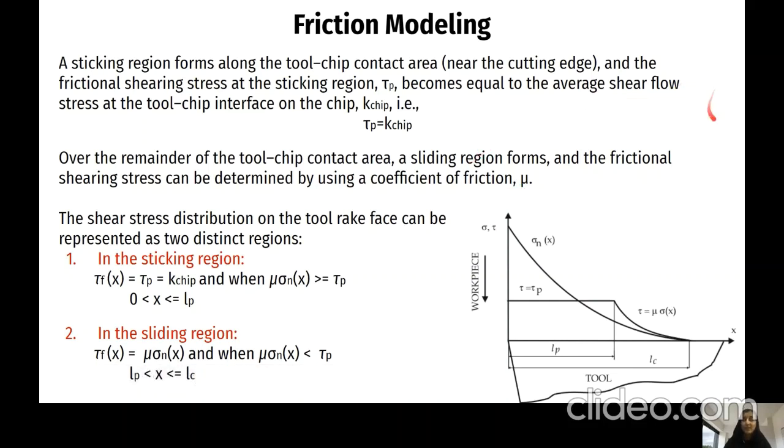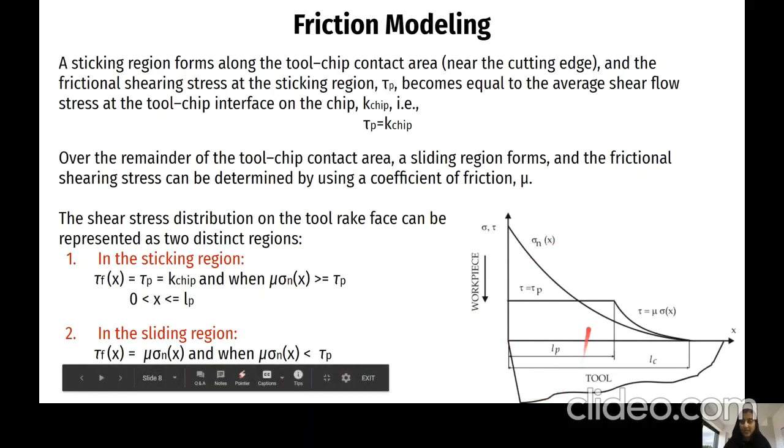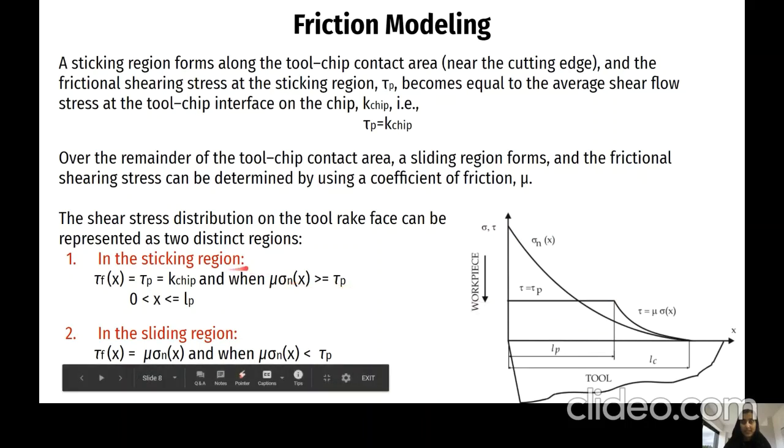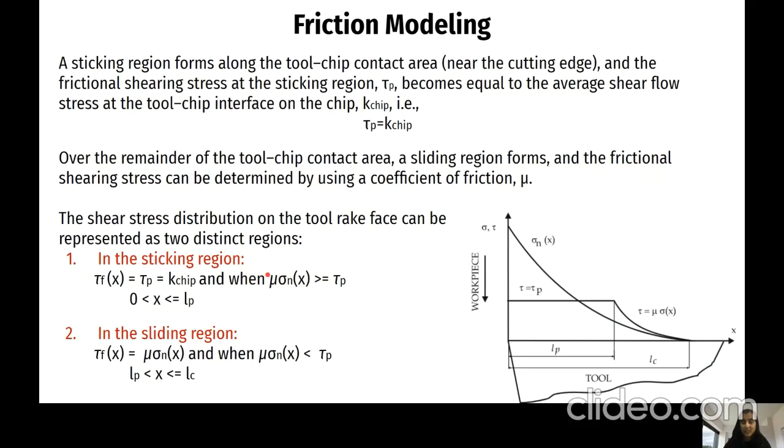So based on the description provided here, we can say that the shear stress distribution on the tool rake surface can be represented as two distinct regions. The first one being the sticking region, that is when x belongs to 0 to LP. That is, in this region shown in the figure, tau fx is equal to tau p, which is again equal to K chip. Also here, mu sigma nx should be greater than or equal to tau p. That is, we can say that the frictional shear stress in the sliding region is greater than or equal to the frictional shear stress in the sticking region.